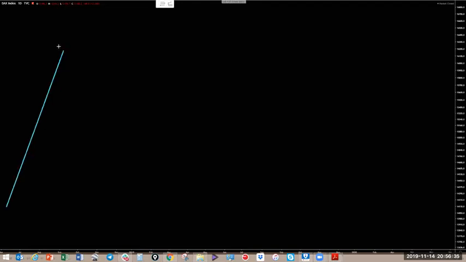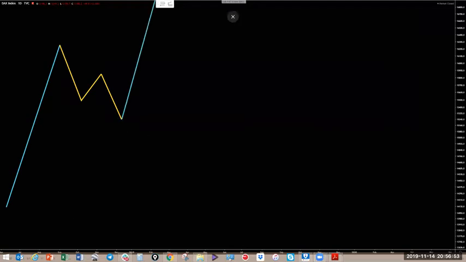So we've got a move up here. We've got a zigzag A, B, and C. So with what we have learned so far, what do we expect? We expect that this move continues to the upside. Okay. But instead, what if that move does not continue and you get something like this? 1, 2, 3.